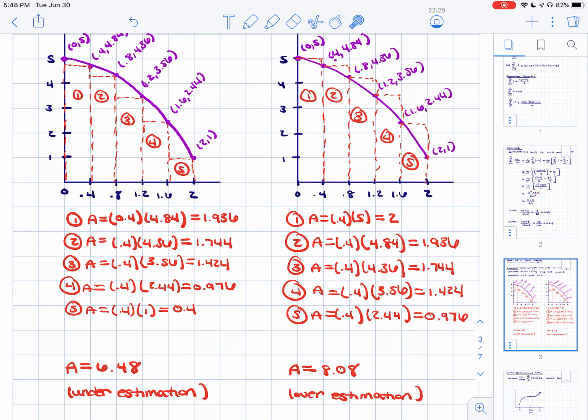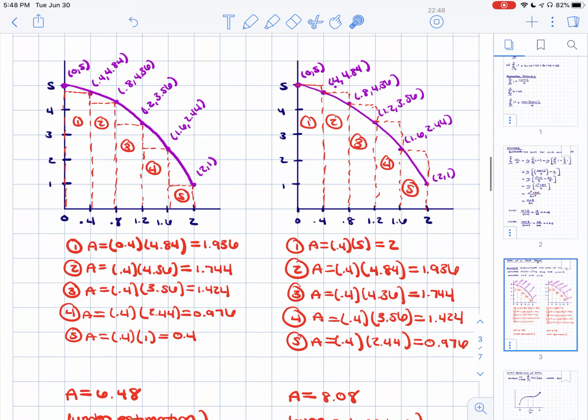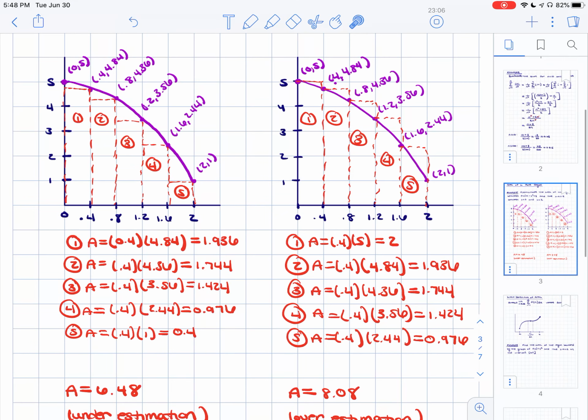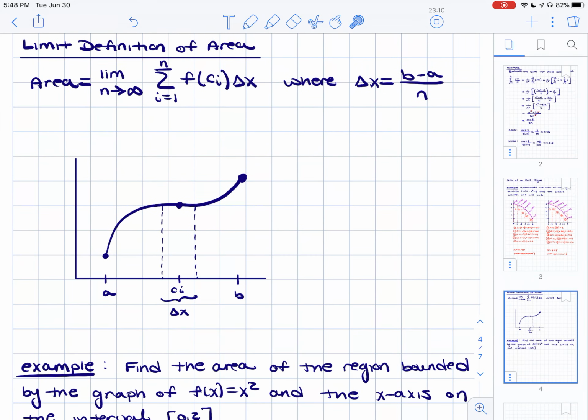Now, to figure out exactly what that area is, we're going to need some methods that are a little bit more precise. In order to get a better approximation, we could use more rectangles. So instead of just using 5 rectangles, we could use 10, 20, or 100. Or, to find the exact area, we could look at the limit as the number of rectangles approached infinity, and we would be able to find the actual exact area under the curve. So our limits from unit 1 are coming back in.